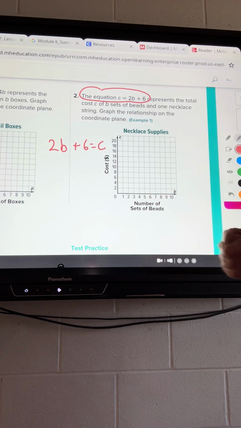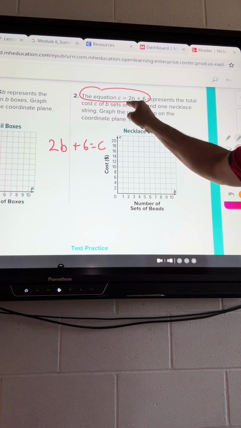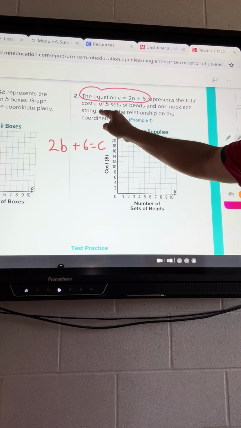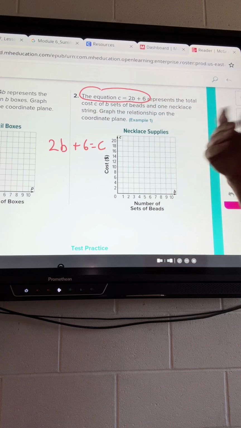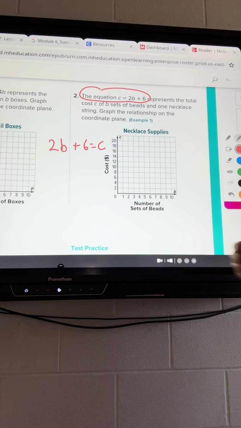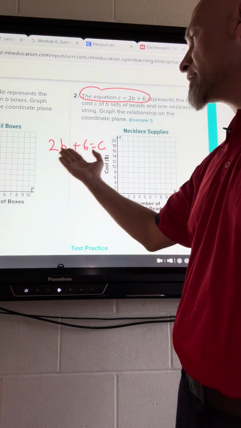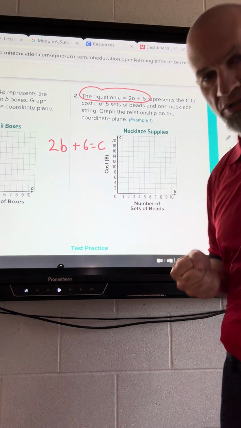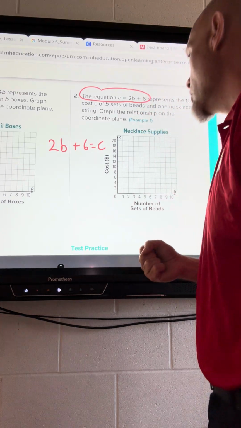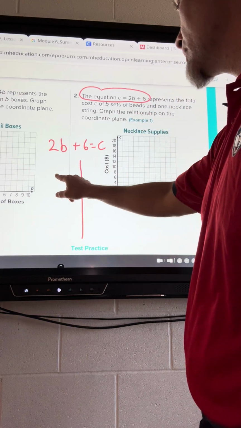So it says here, it represents the total cost C of B sets of beads and one necklace string. Graph the relationship on the coordinate plane. So we know it's a two-step problem because there is multiplication and addition. Those are the two steps. So what we can do here is make a table.